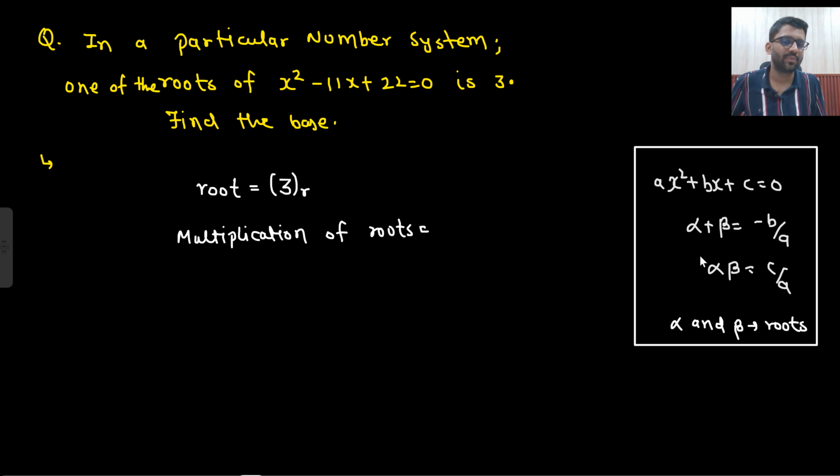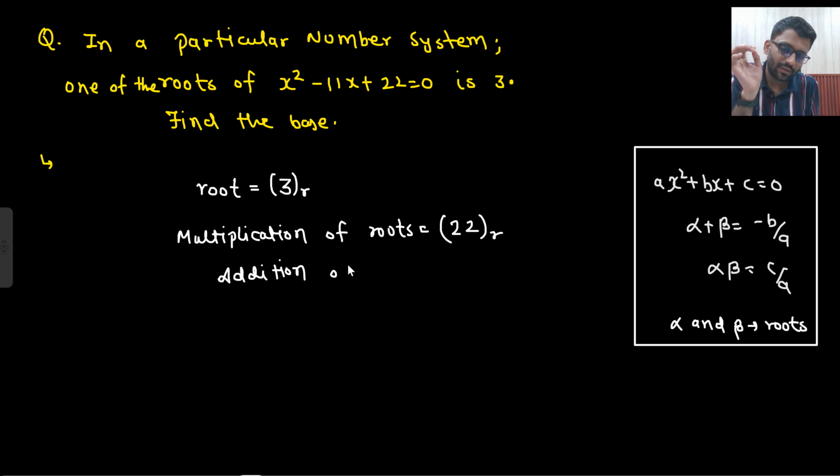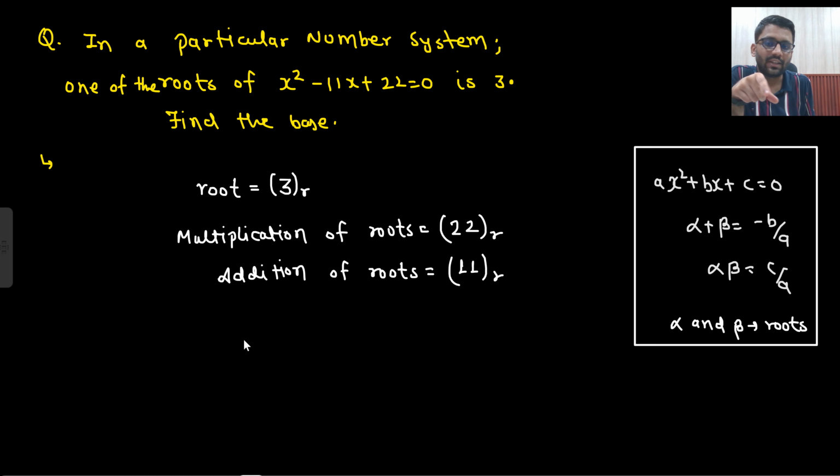Alpha plus beta is minus b by a, and alpha into beta is c by a. So the multiplication of roots will be c by a, that would be 22 in base r. And the addition of roots is minus b by a, that would be 11 in base r.